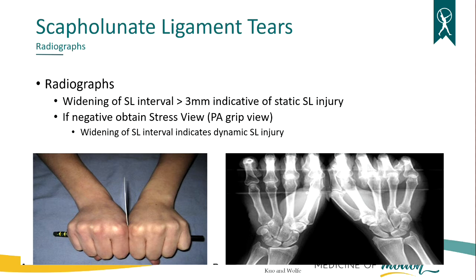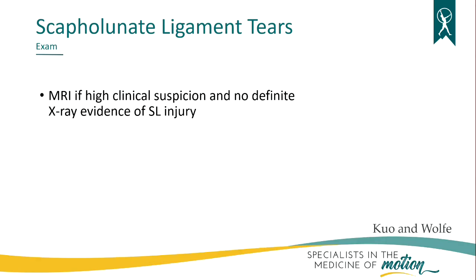Sometimes we'll get a PA grip view, which I personally prefer in these situations because I can then see the contralateral side. There are some variances in human morphology. Some patients are naturally a little bit wide, but we can see what normal is in this situation. And then we can see as they put stress through the carpus with a clenched fist, we can see if they're going to widen, and that would be a dynamic injury. If plain radiographs are not illuminating, you may consider an MRI.